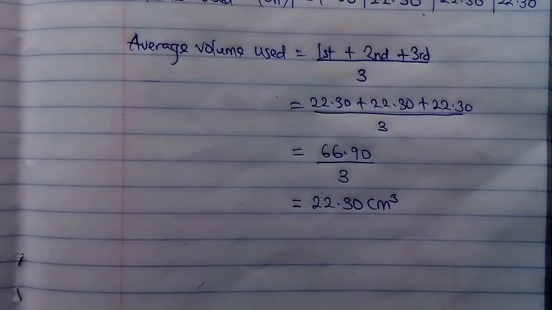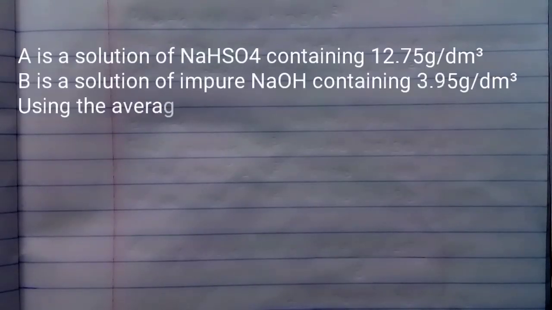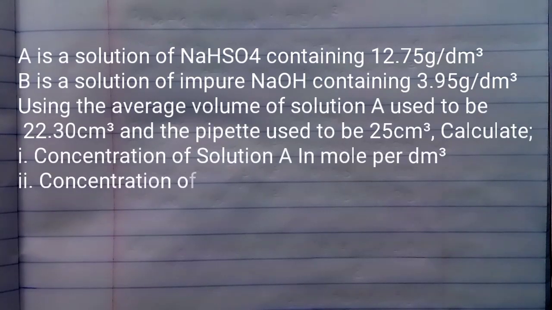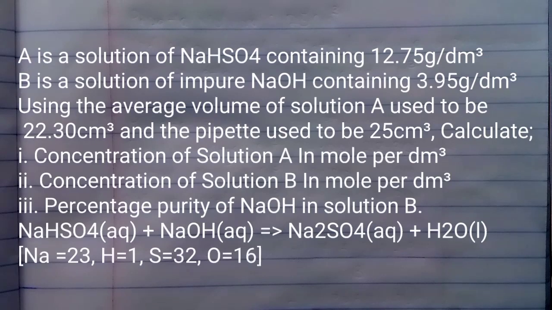Now let's look at some possible questions they can actually ask us in this NECO. A is a solution of sodium hydrogen tetraoxosulfate(VI) salt containing 12.75 grams per dm³. B is a solution of impure sodium hydroxide containing 3.95 grams per dm³. Using average volume of acid to be 22.30 as we have gotten from the table, they are asking you to calculate the concentration of A in mole per dm³, the concentration of B in mole per dm³, and the percentage purity of sodium hydroxide in B.